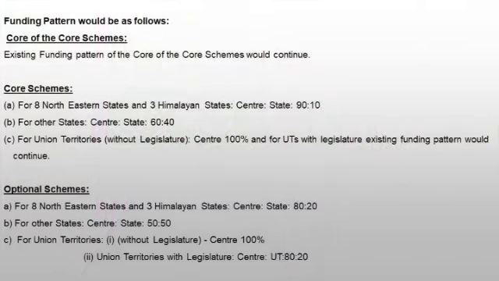Core of the core schemes, friends. If a particular funding pattern has already been decided, that will continue, because each scheme will have its own funding pattern before 2015. So that will continue, because this funding pattern was changed only from 2015. In 2015, the 14th Finance Commission gave more funds to the states.